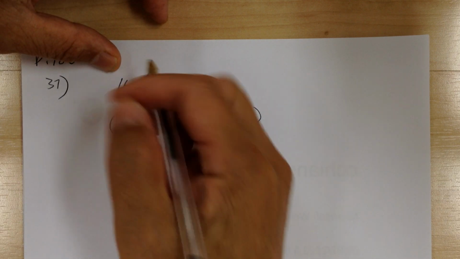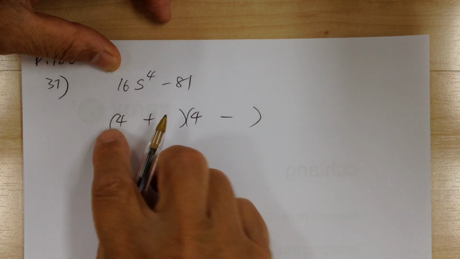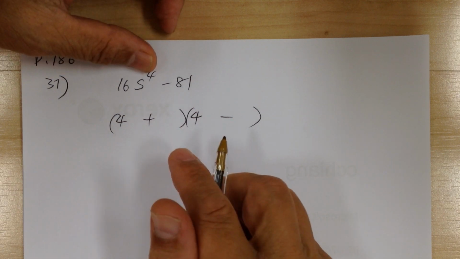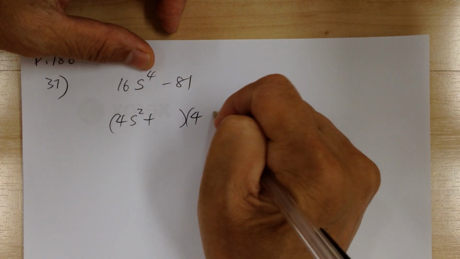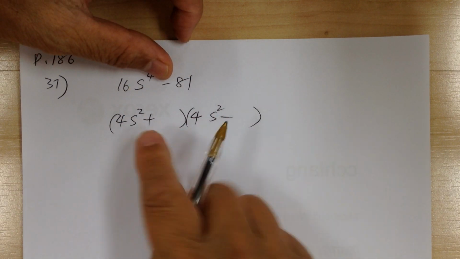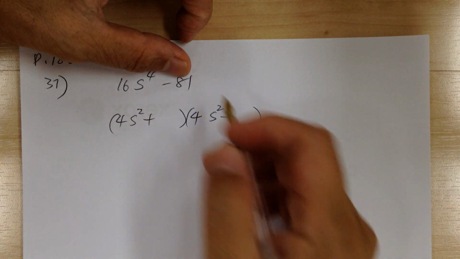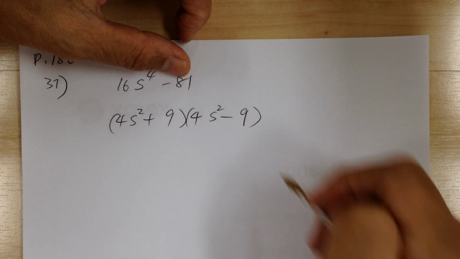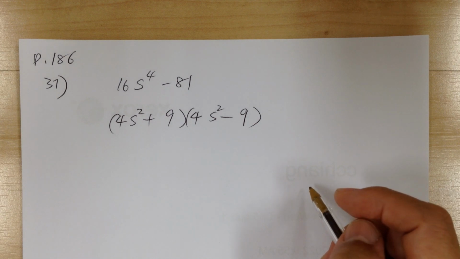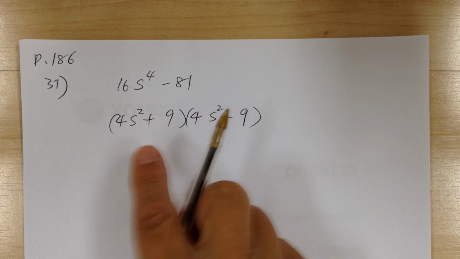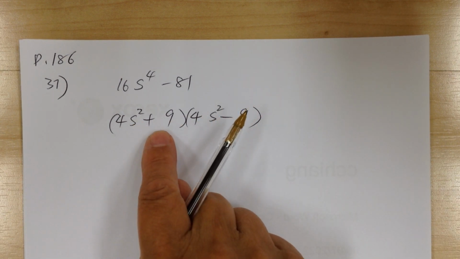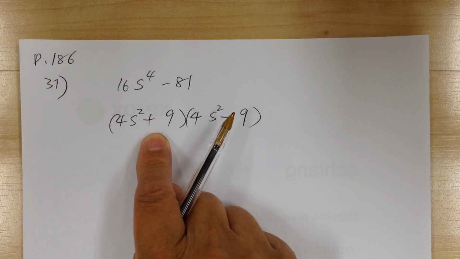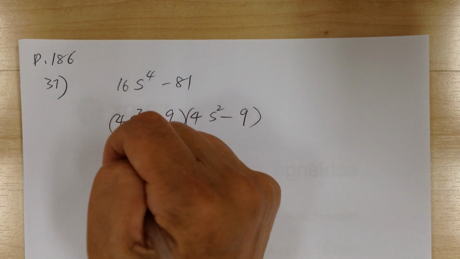So to get 16, you need to get 4 and 4, right? 4 times 4 gives you 16. To get s to the 4, you need to get s squared, right? And then plus minus gives you minus. To get 81, you go 9 and 9, right? Now you have to double check. Whenever you have a square, you have to keep checking. So this is already done. So you cannot do anything with this. So you just drop that.